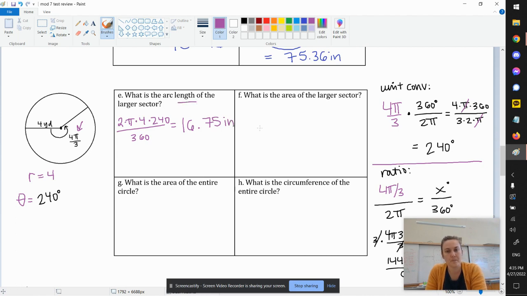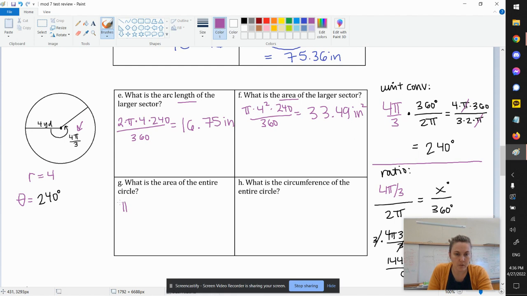Length is in inches. For area, I'm going to do pi times the radius squared times my angle over 360. I'm going to plug this in the calculator. We got pi times 4 squared times 240 divided by 360. Oh, I messed that up. 240 divided by 360. Yep, that's better. Area is inches squared.